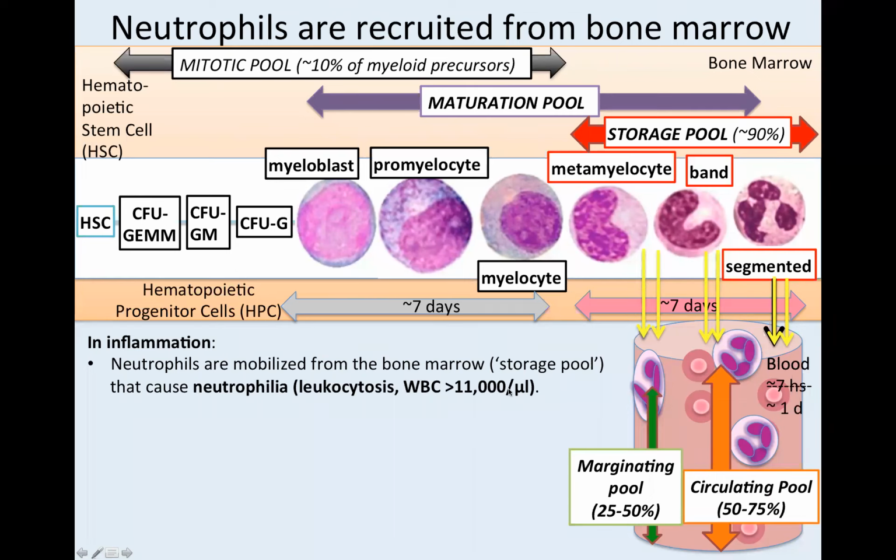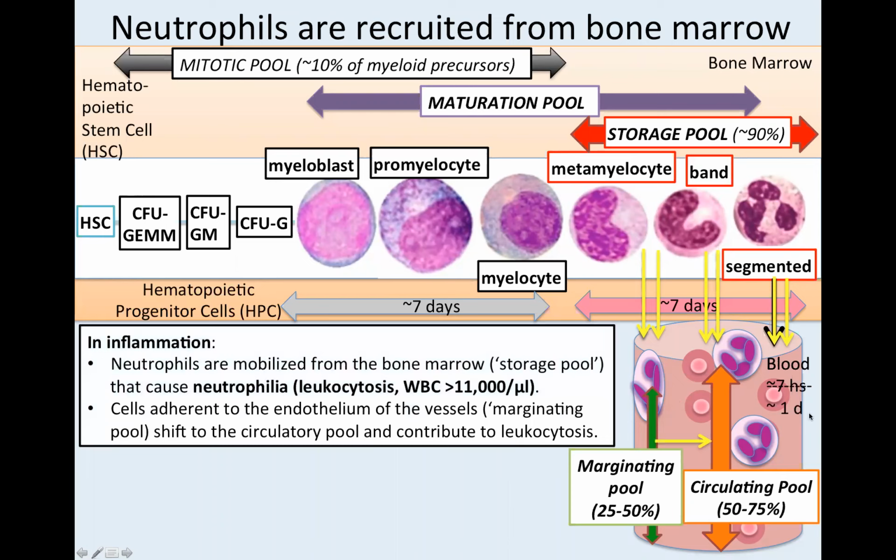So 11,000 white blood cells might be present in the blood, or even a higher number. Also, the marginating pool can be pushed into the circulating pool, so the number of the cells can be increased, and the survival of the cells can be prolonged to up to 1 full day. So all of these are responsible for the huge elevation of neutrophil count in the blood.